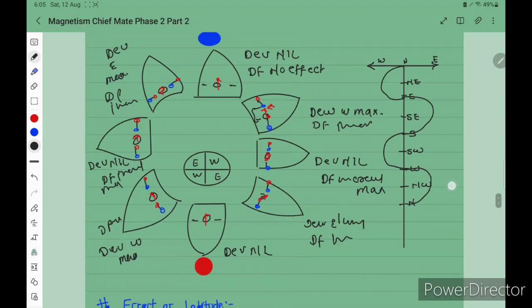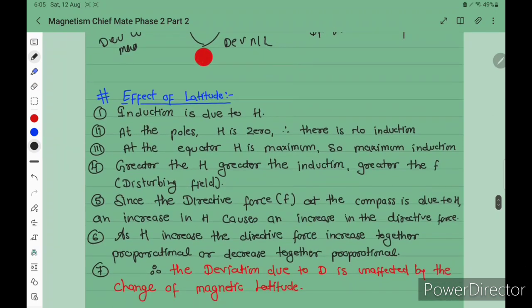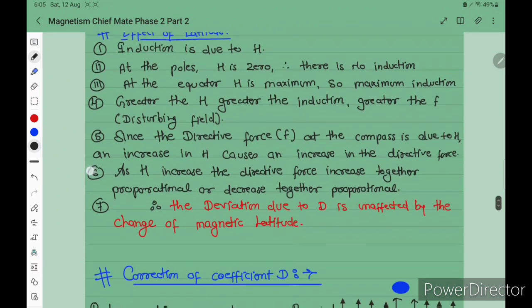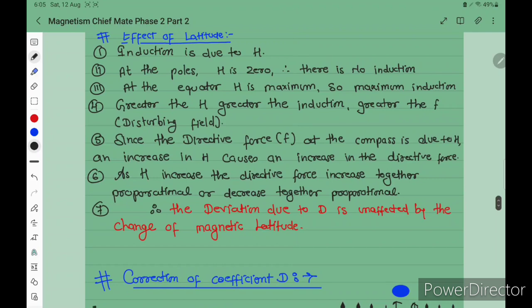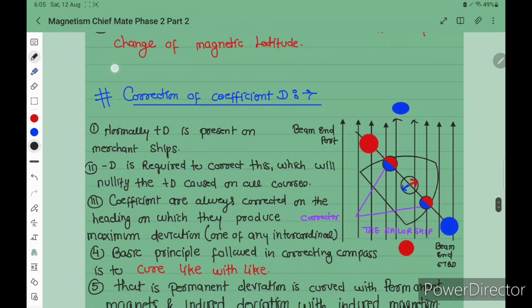This is the deviation table. Now effect of latitude: induction is due to H. At the pole, H is 0, therefore no induction. At the equator, H is maximum, so maximum induction. Greater the H, greater the induction, greater the disturbing field. Since the directive force at the compass is due to H, an increase in H causes an increase in the directive force, so they are proportional. Therefore, the deviation due to D is unaffected by the change of magnetic latitude.